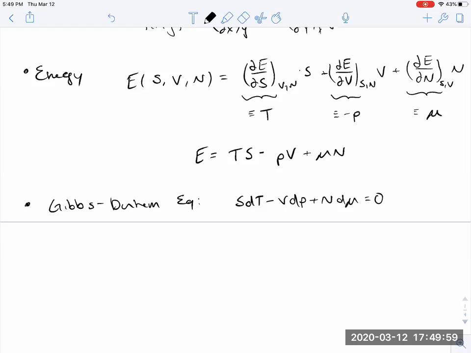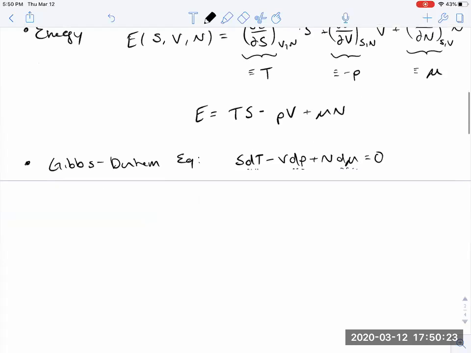So this is different from the sorts of auxiliary function differential changes we've seen before, in that everything under the d is a potential. It's an intensive function. So this lets us talk about how changes in intensive functions relate to each other. That lets us write out, for example, relationships between changes in, say, the temperature and the chemical potential.